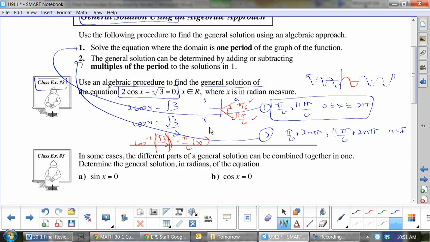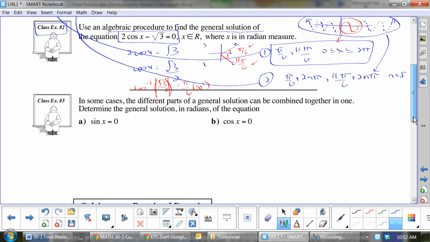No, because integers are -1, -2, -3, -4. So it gets all those when you put -2 for your n. Does it make sense? Yep. This is that part, and all of this is this part. Okay? So that's your new thing today.